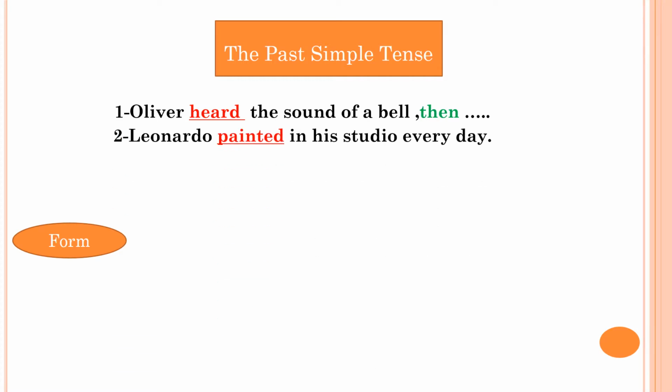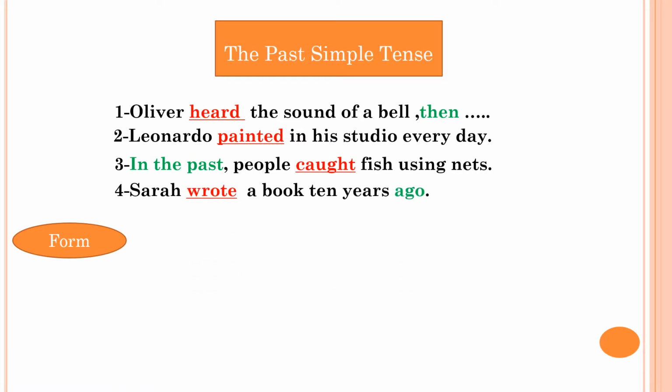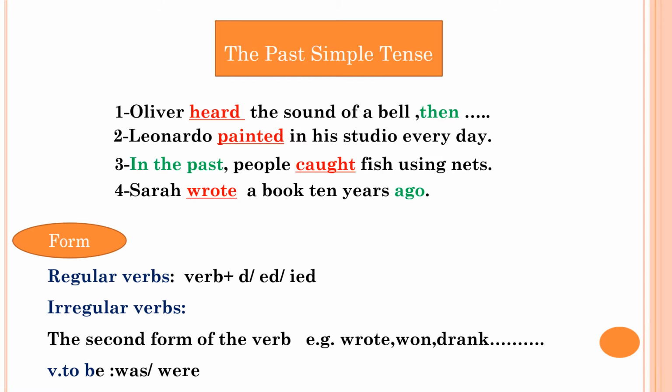When I say, for example, Oliver heard the sound of a bell. Leonardo painted in his studio every day. In the past, people caught fish using nets. Sarah wrote a book 10 years ago. Here, we use the second form of the verb, like heard, painted, caught, wrote.